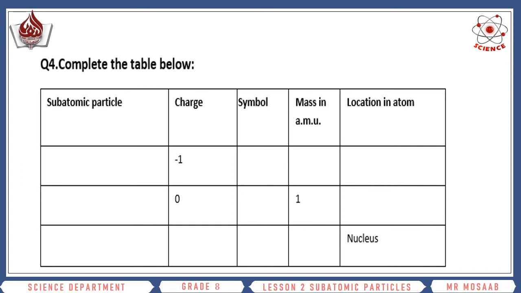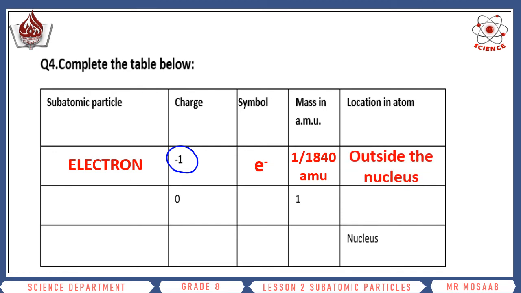Subatomic particles. We have 3 subatomic particles. Let's start with the first one. First one has a negative charge. Which one have we taken that has a negative charge? Of course, this is the electron. From the charge, negative charge. The symbol for the electron, of course, is e negative. And the mass is very, very light, 1 over 1840 AMU, located outside the nucleus.